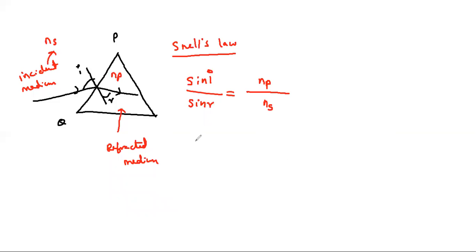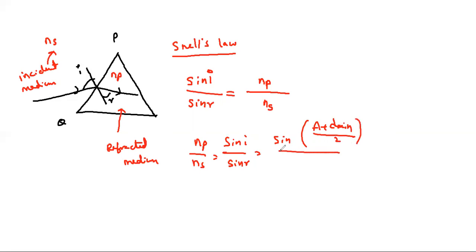Now I am substituting: NP by NS is equal to sine I by sine R, which will be equal to, in place of I what should you write? Sine of A plus D minimum divided by 2, whole divided by sine of A by 2. And if you compare, I will be equal to A plus D minimum by 2 and R will be equal to A by 2.